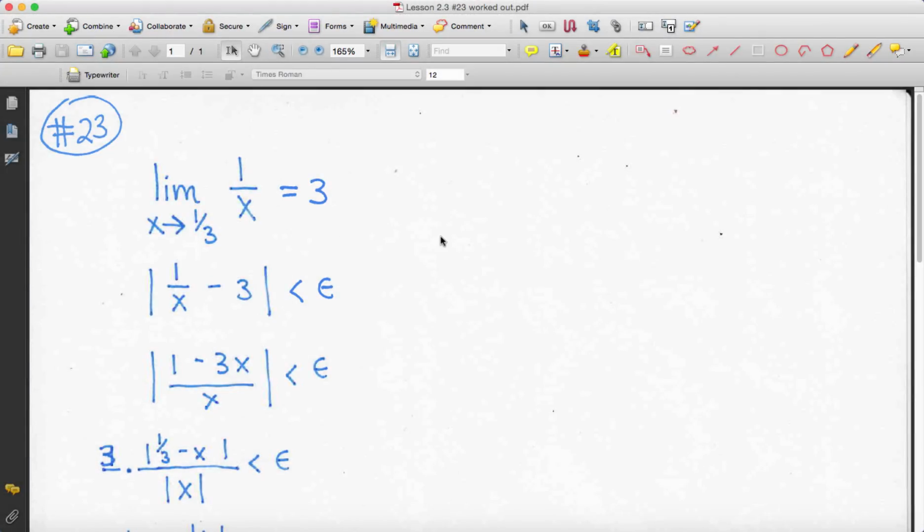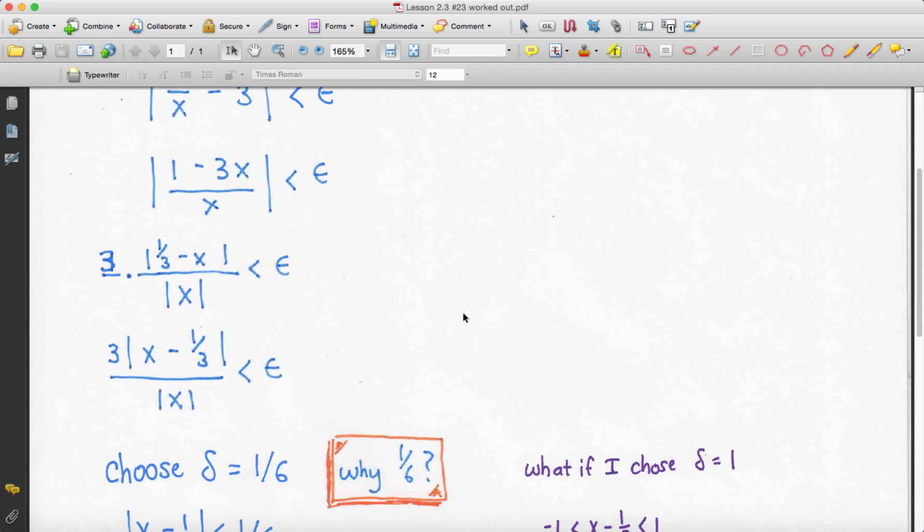Let's go ahead and solve number 23 in lesson 2.3. I want to prove that the limit as x goes to 1/3 of the function 1 over x equals the number 3. So I take the absolute value of 1 over x minus 3 is less than epsilon. I'm going to get common denominators now. When I do that, I get the absolute value of 1 minus 3x over x is less than epsilon.